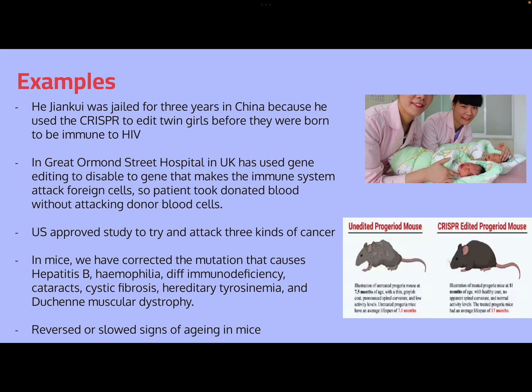Actual examples of gene editing in the real world: Chinese scientists used CRISPR technology to edit twin girls before they were born to be immune to HIV. This is fascinating because gene editing was actually used in humans and these babies survived, so maybe gene editing could be used. As well, we use gene editing to disable the gene in someone's immune system that attacks foreign cells, so that a patient could take donated blood of a different type and it didn't attack the donors' blood cells.